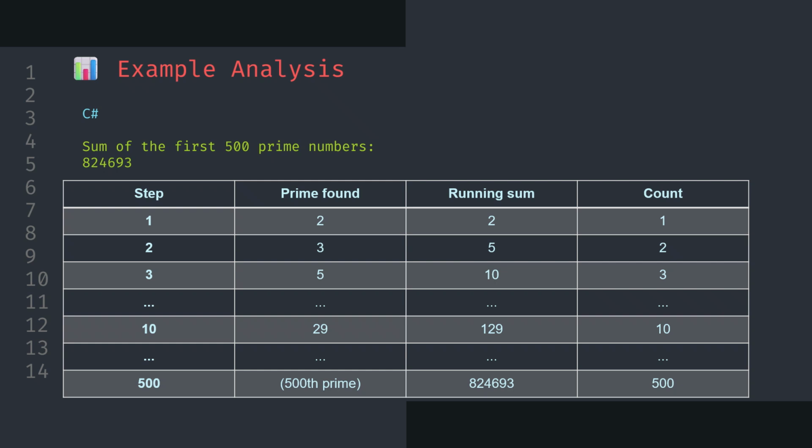This table illustrates the running accumulation as we find primes. The first few primes are trivial. As n grows, primes become sparser, but the loop still finds them reliably. After the 500th prime is found and added, the program prints the final sum. If you'd like to see intermediate progress, you can log each prime inside the if isPrime(n) block.